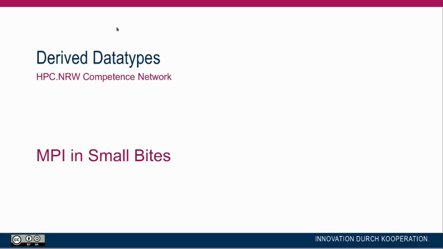Okay, next thing is derived data types. What we already learned about data types, the ones we provide, are the so-called basic data types. That means the data types that correspond to language built-in data types. So it's MPI_INT for int, MPI_INTEGER for the Fortran version of the integer. We have MPI_DOUBLE as a C handle, MPI_DOUBLE_PRECISION as a Fortran handle, and so on.